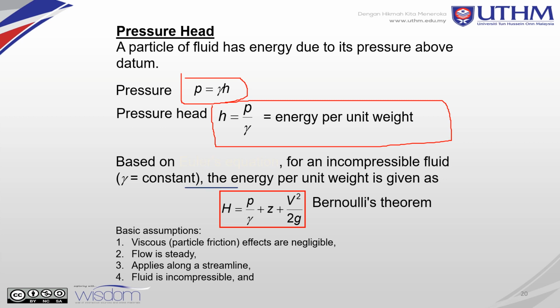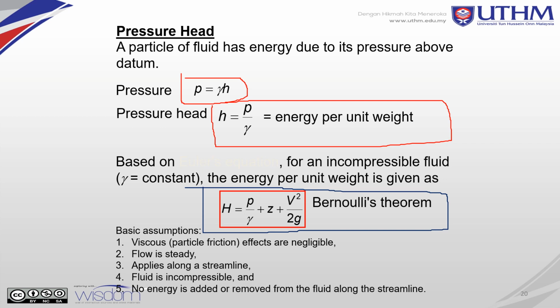Okay, so this is the Bernoulli equation. Basic assumptions: the viscous friction effects are negligible, flow is steady, applies along a streamline, fluid is incompressible, and no energy is added or removed from the fluid along the streamline. So just remember this equation for the Bernoulli theorem.